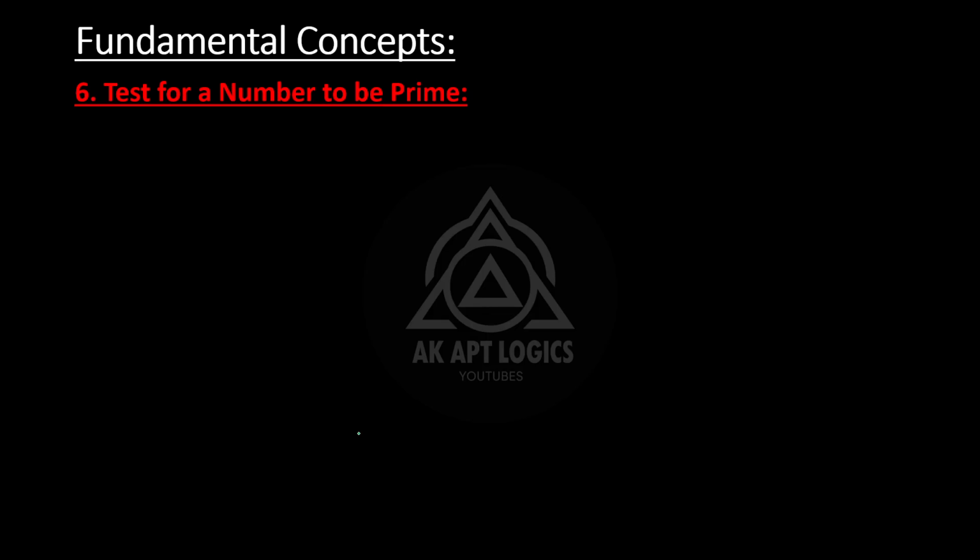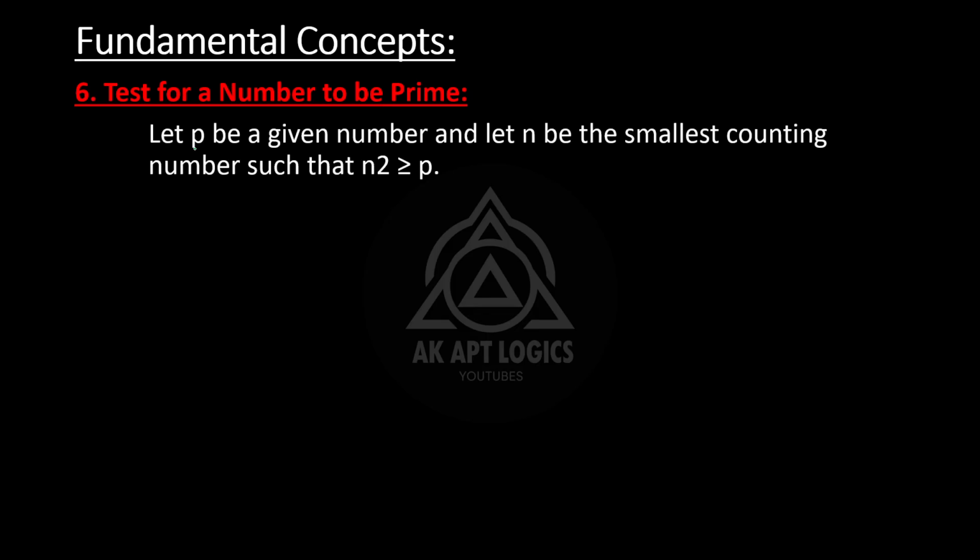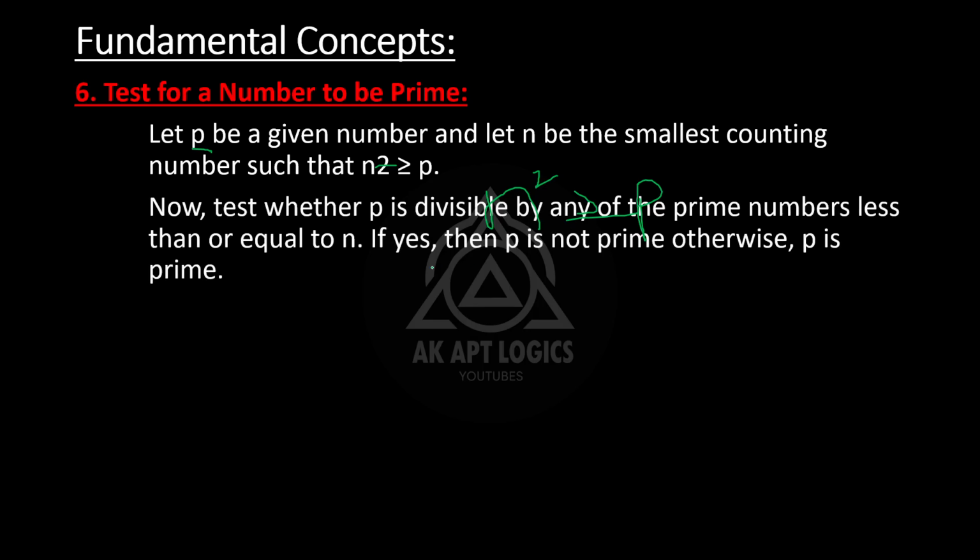Now, the test for a number to be prime. Let p be the given number, and n be the smallest counting number such that n square is greater than or equal to p. Now test whether p is divisible by any of the prime numbers less than or equal to n. Prime numbers we should take.